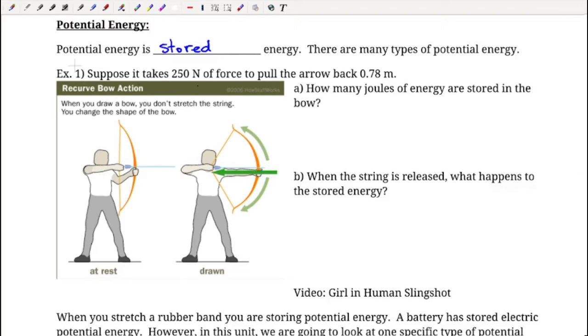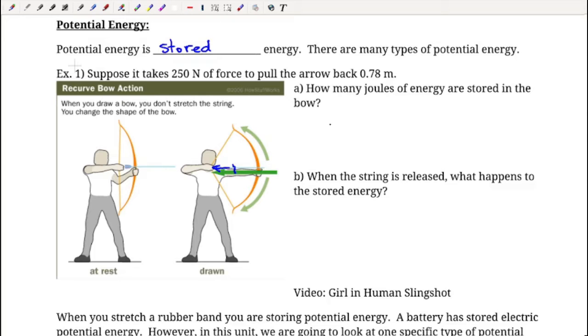And this would be considered an average force, because if you've ever pulled back on a bow, you know it's really hard to get it going at the beginning, and it gets easier as you pull out. So to properly analyze this whole situation, we would need a graph of force versus distance. So we're just going to say this is the average force, that it takes 250 newtons to pull the arrow back 0.78 meters. So the back of the arrow moves back 0.78 meters. How many joules of energy are stored in the bow?